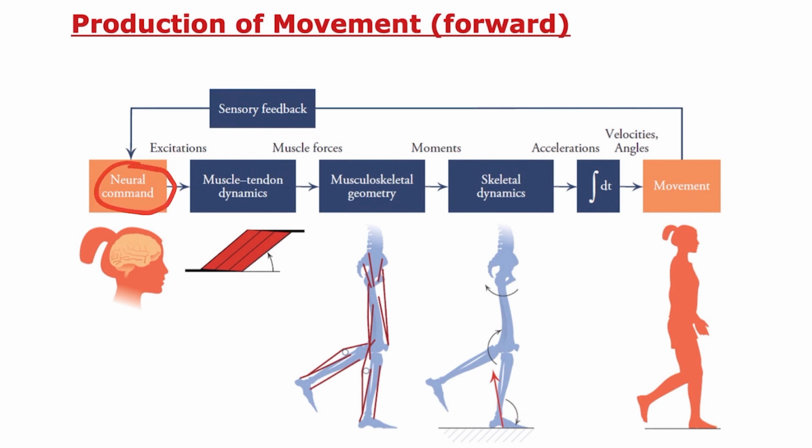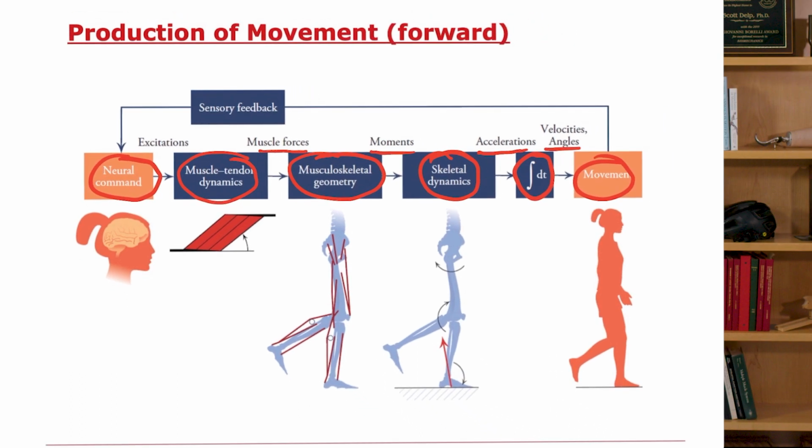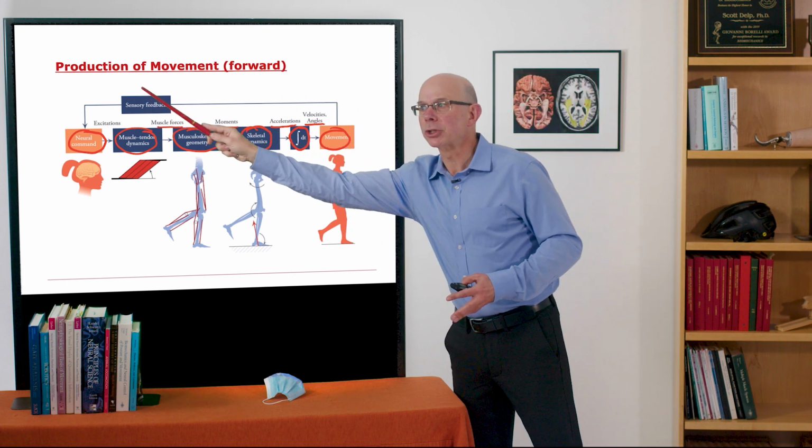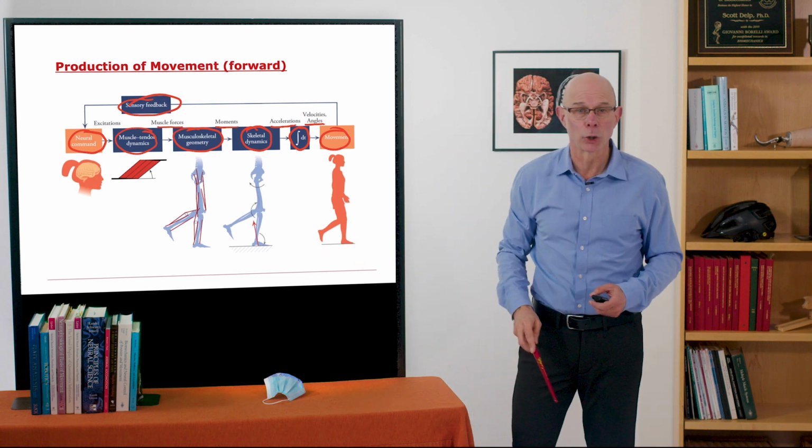So that neural command leaves the central nervous system, the brain and spinal cord, and flows out to muscles. We then have a process called muscle tendon dynamics, and those muscles produce forces. They act on the skeletal geometric system, and then they produce moments about the joints. The skeletal dynamics produces a set of accelerations, and over time these are integrated to produce movement, the velocities and angles. Now, we are equipped with sensors in our body that sense our position, forces in muscles and other things, and that feeds back into neural command.